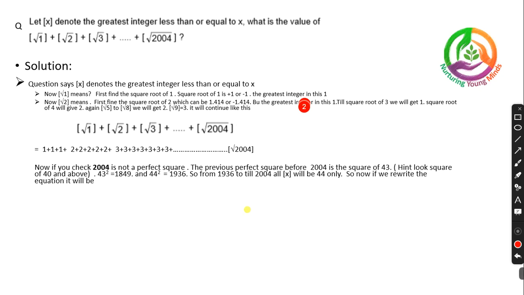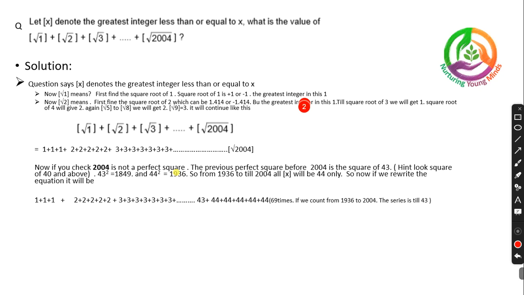So the square of 43 is 1849, the square of 44 is 1936, correct? So from 1936 till 2004, the value will be 44 only, correct? So now let us rewrite the series. It is 1+1+1 plus 2+2+2+2+2 plus 3 repeated, plus 4 repeated, plus 5 repeated, like that continuing till 43, correct? And then it will be 44 plus 44 plus and so on.